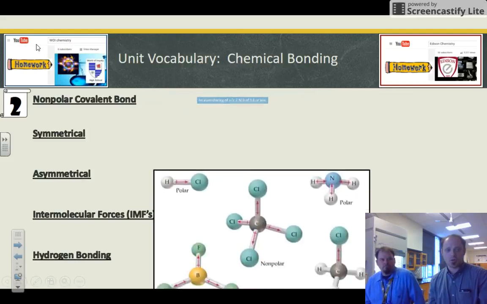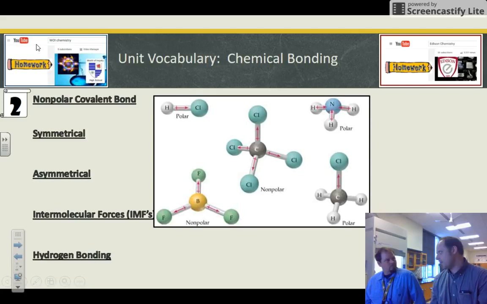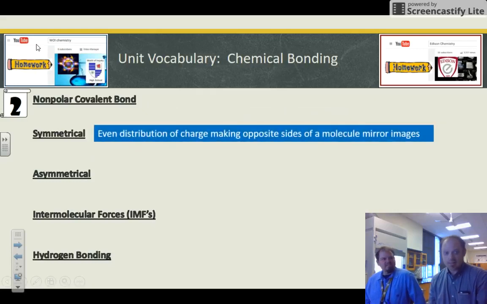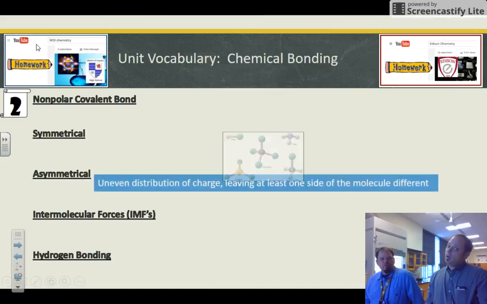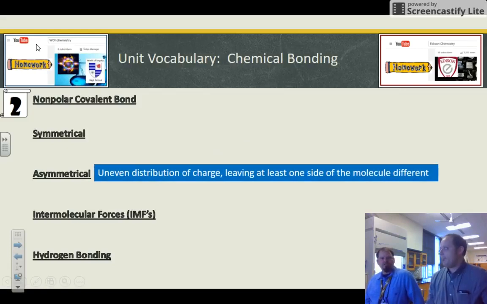Symmetrical means the same on all sides. It's almost like a synonym: even distribution of charge, making opposite sides of the molecule mirror images. Opposite, asymmetrical, which is uneven distribution of charge, leaving at least one side of the molecule different. If one side of the molecule has an extremely electronegative element, the whole molecule is going to be asymmetrical and probably polar.